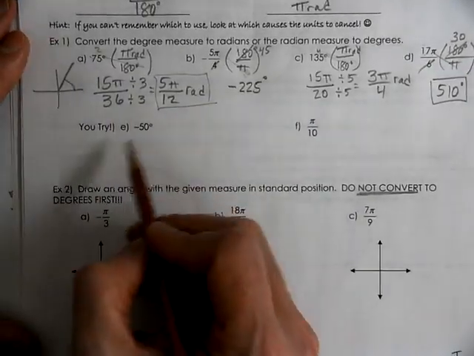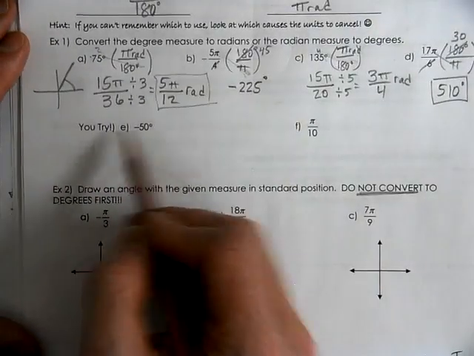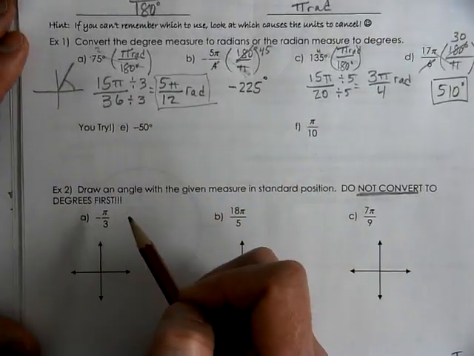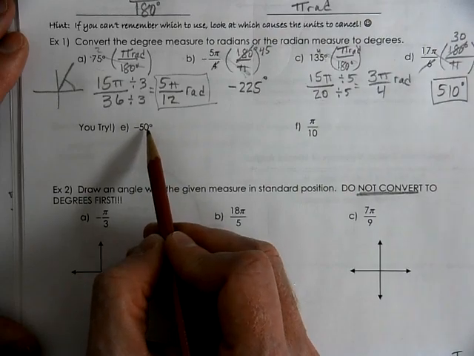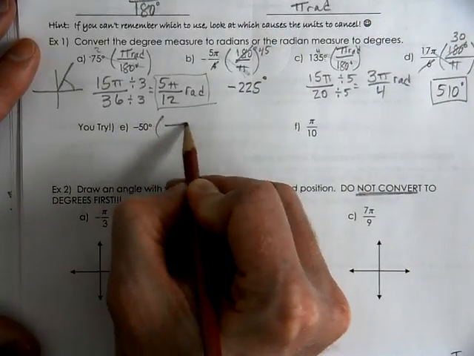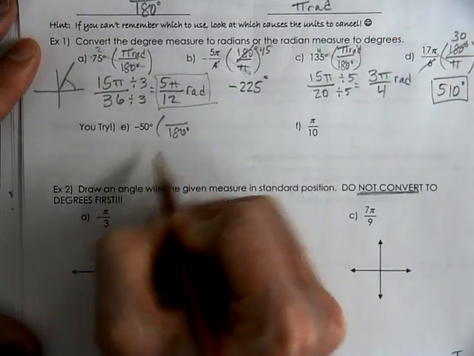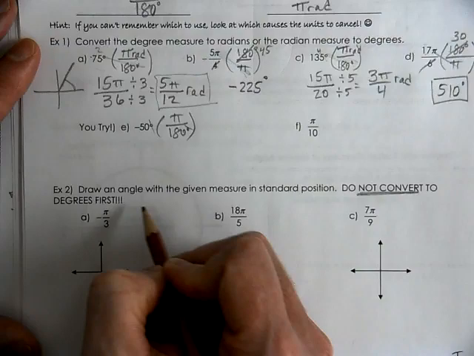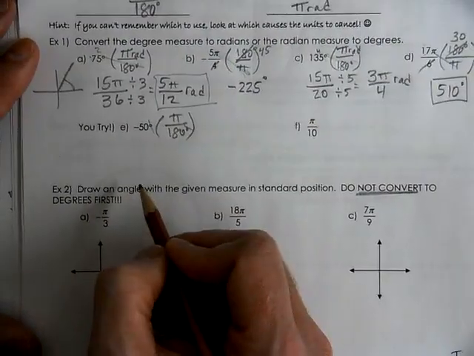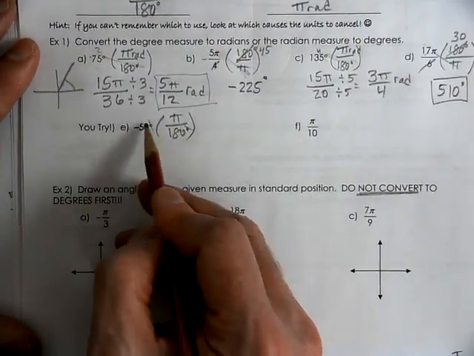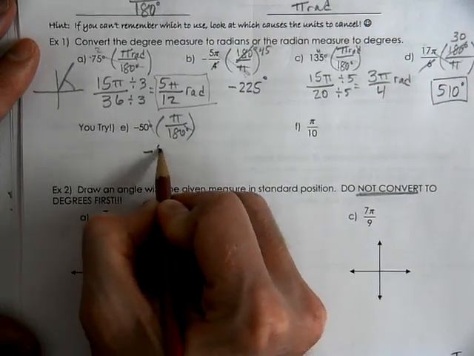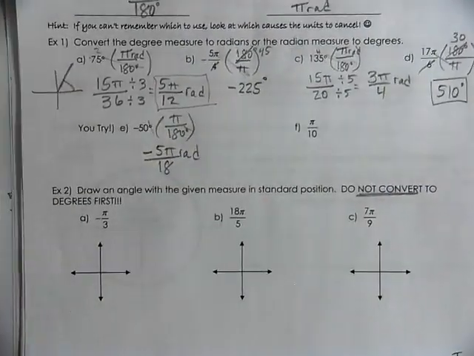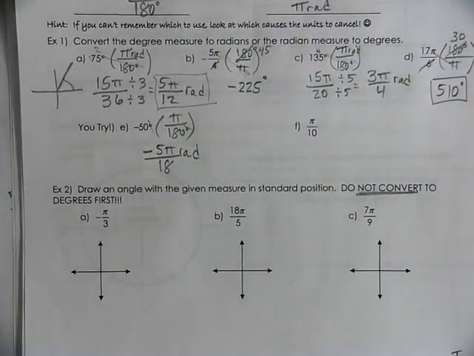So we'll try a few more. If you can stay ahead of me on these, that's good. At home, you can pause the video and work on these two. This is degrees. So I know I need degrees to cross off, so I put degrees on bottom, and I put pi on top. So my degrees are going to cross off, so I have my units correct. I know that 10 goes into both of these. So I'm going to have negative 5 pi over 18. That's radian, just reducing a normal fraction.